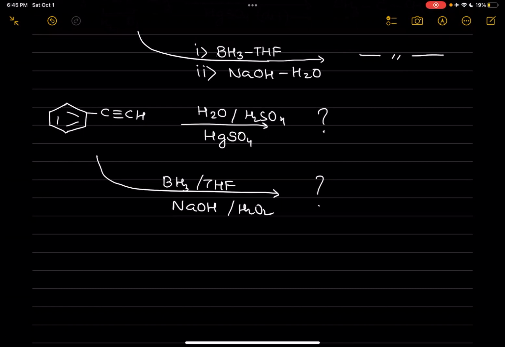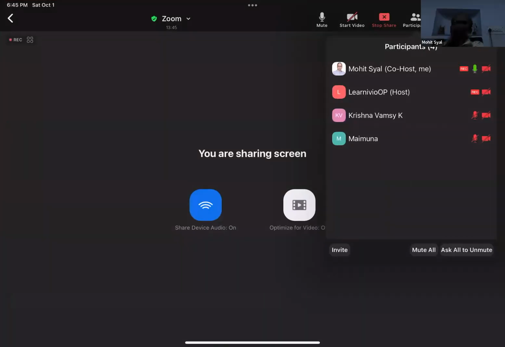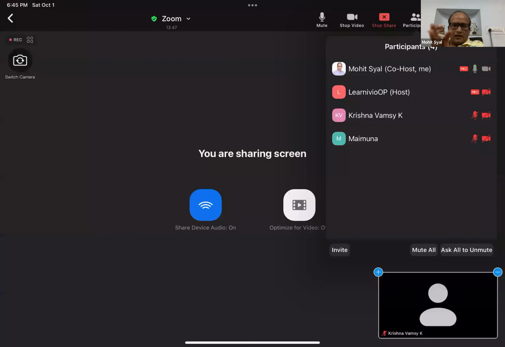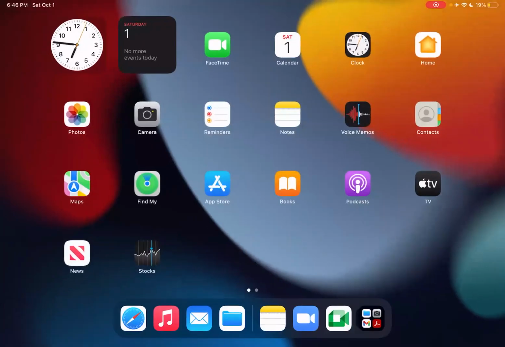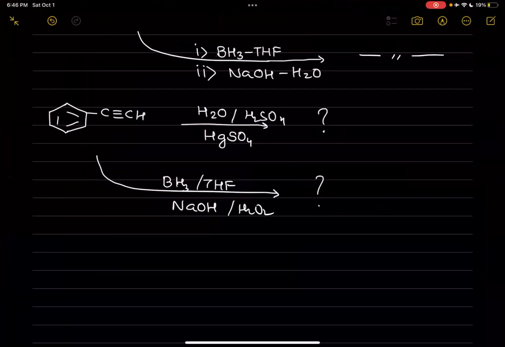The first one is Markovnikov addition, because you have taken dilute ester, so H is going to get added to the position where already one H is there. And the second one is anti-Markovnikov because you have used hydroboration oxidation. So that is going to be the reverse. Okay, clear?